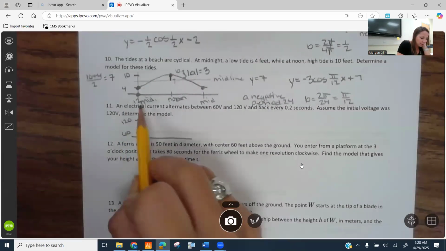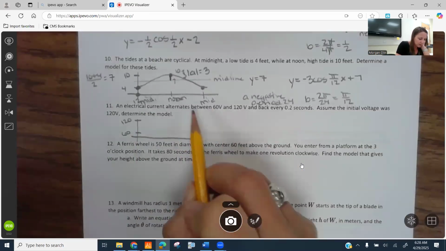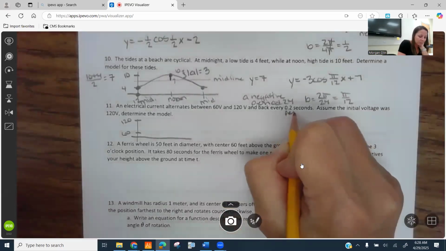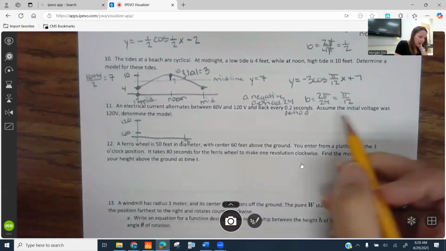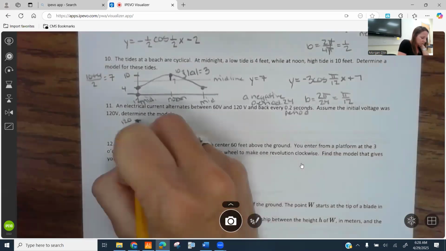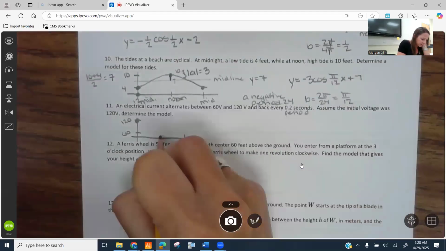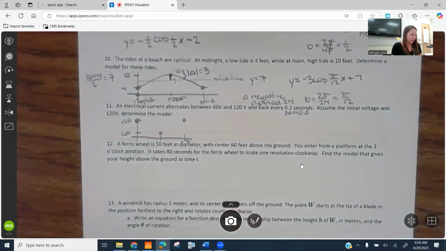An electrical current alternates between 60 volts and 120 volts and back every 0.2 seconds. Well, what is that? That is our period. Okay, so 0.2. Assume the initial voltage was at 120. So it starts here at 120. All right. It'll eventually go here and then back every 0.2 seconds.